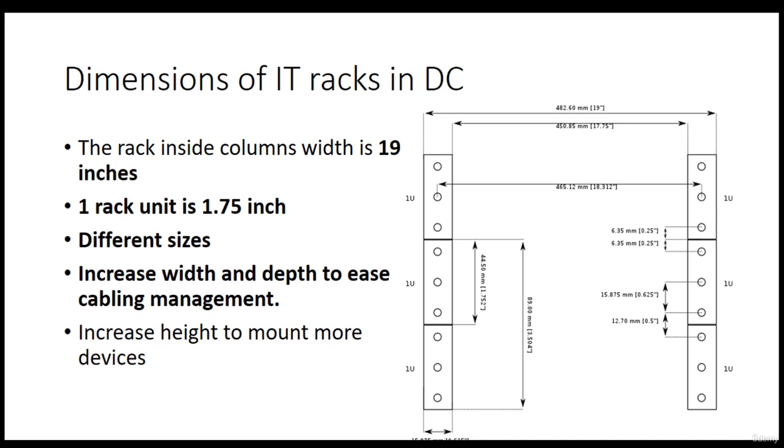You must know that there are some dimension standards for each rack, like the rack inside columns width is 19 inches, as you see here, 19 inches. In addition, one rack unit is equal to 1.75 inch. That's the standard for each rack.